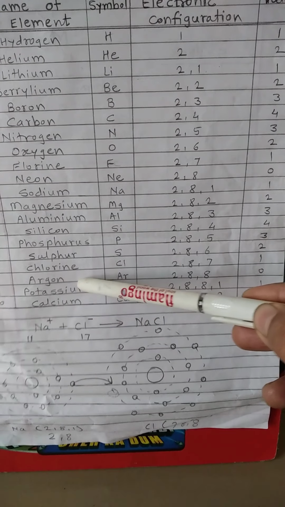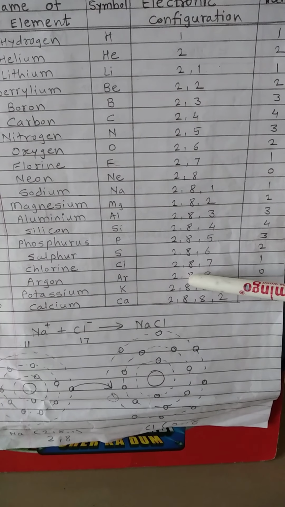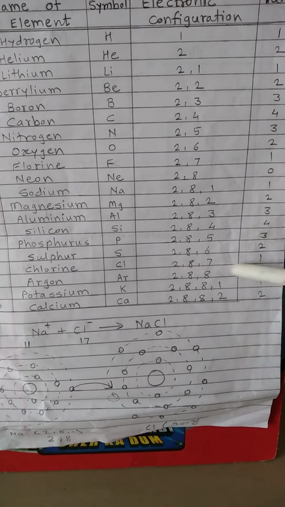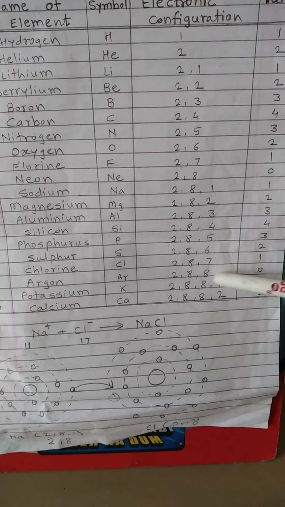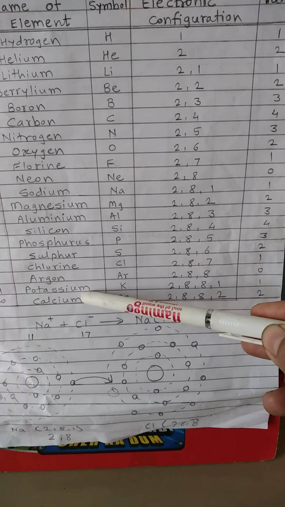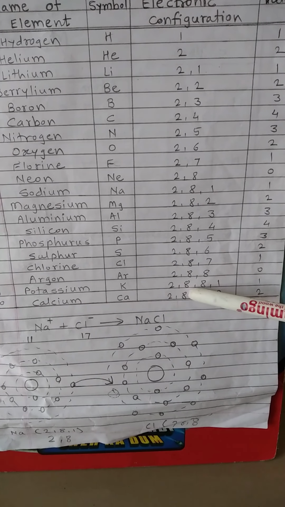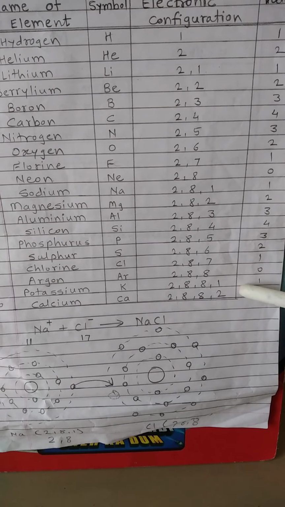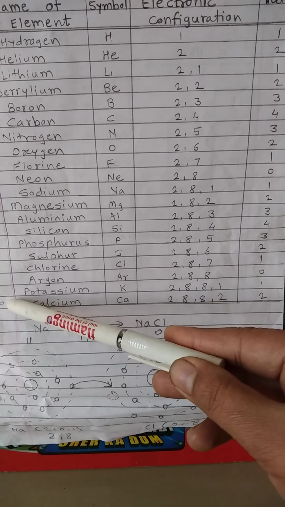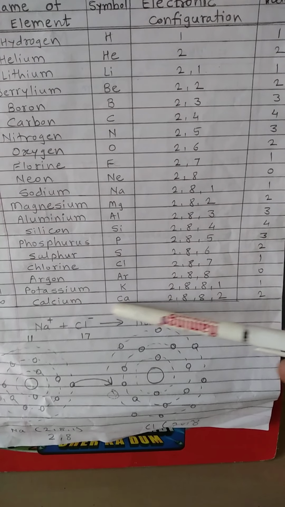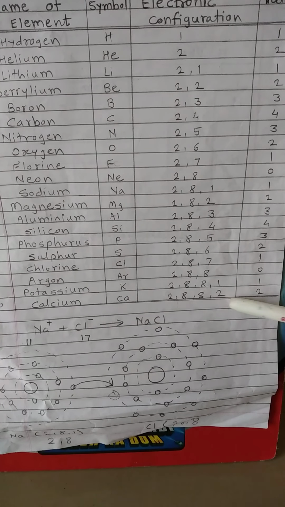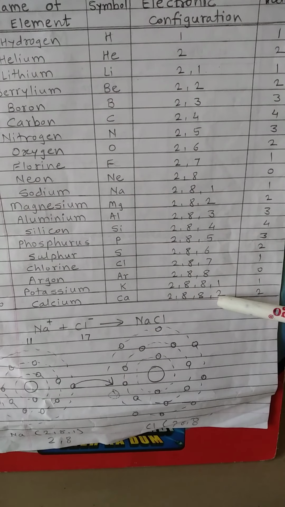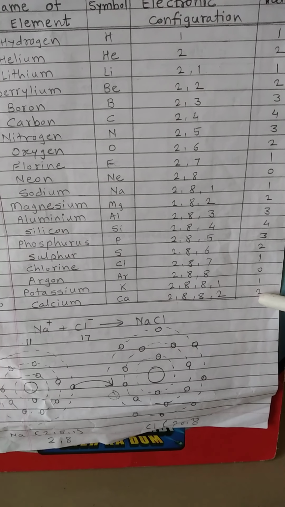18 number argon, symbol Ar, electronic configuration 2 8 8, valency 0 because here the outermost orbit is completed. 19 number potassium, symbol K, electronic configuration 2 8 8 1, valency 1. Then 20 number calcium, symbol Ca, electronic configuration 2 8 8 2, valency is 2. In the outermost orbit there are 2 electrons present, that's why valency is 2.